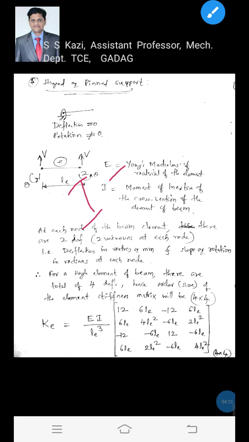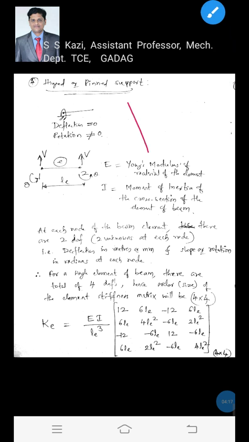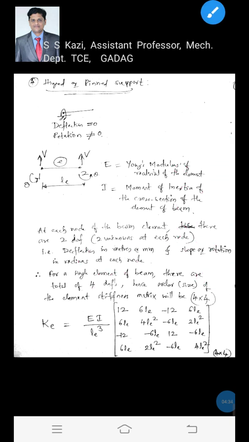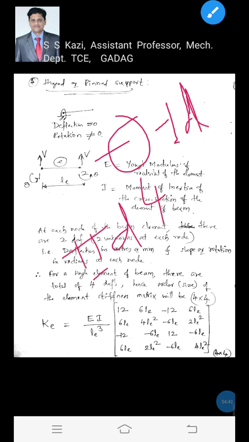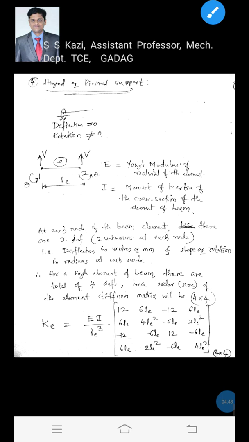If moment of inertia is directly mentioned in the problem, you just substitute into the formula for stiffness matrix. If it is not mentioned, then cross section has to be given. If a rectangular cross section of width b and height h is given, then moment of inertia has to be calculated by using the formula bh cube by 12. That already you know. Next, if circular cross section of diameter d is given, then moment of inertia is given by pi d raised to 4 by 64. By using this formula, you can calculate the moment of inertia for different cross sections, and after that you substitute in the stiffness matrix formula.